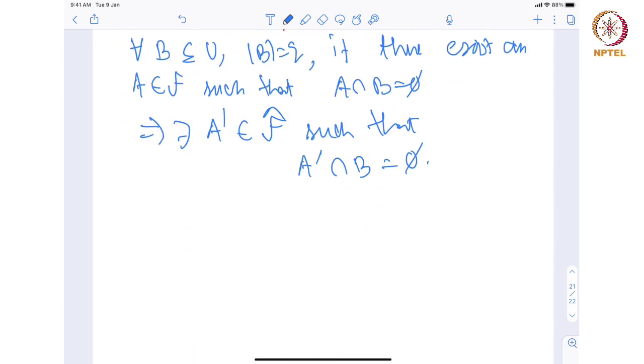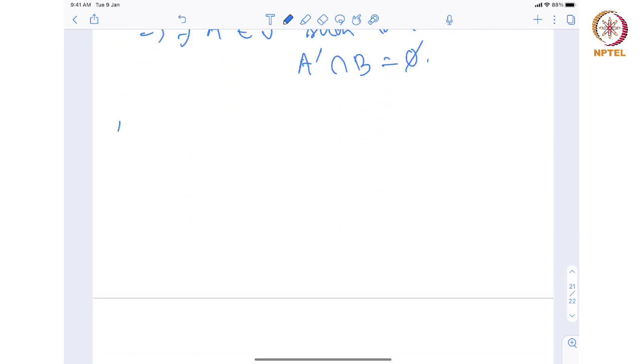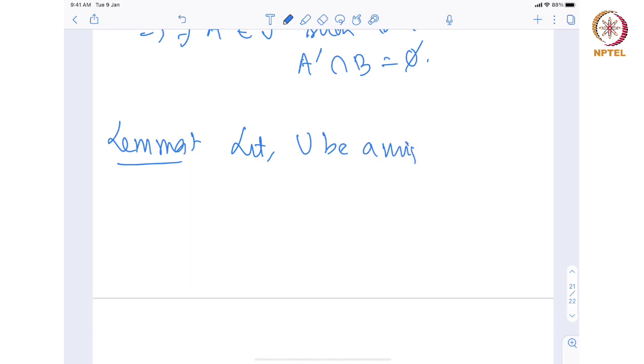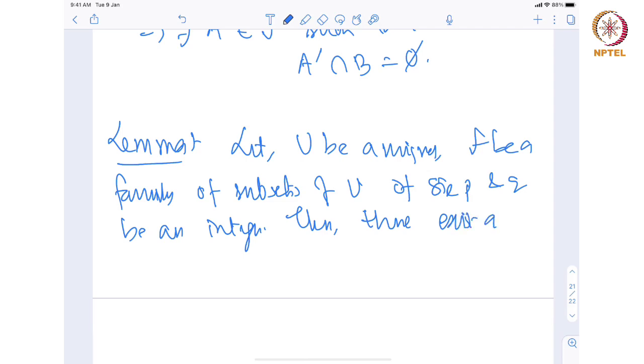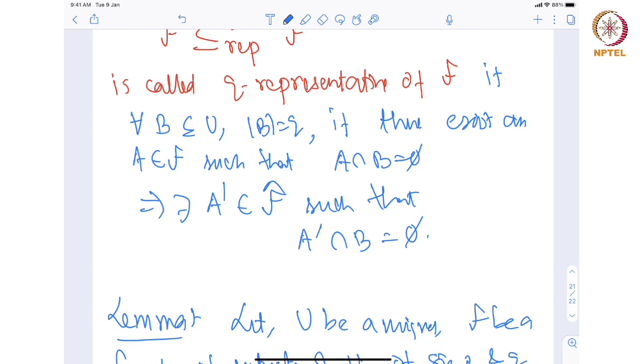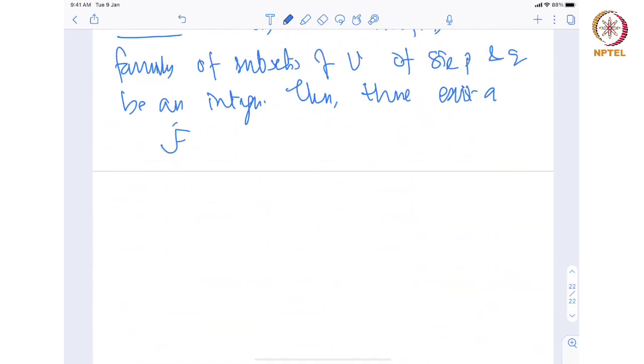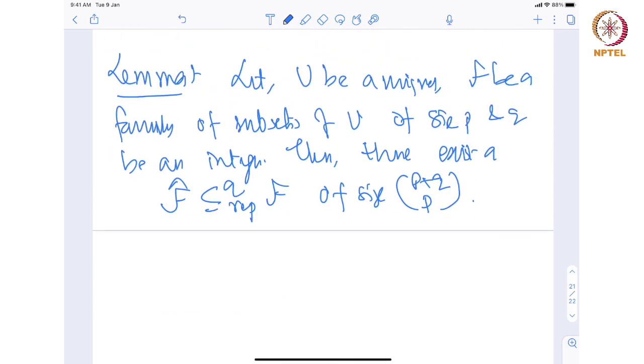And what did we just now prove? This is another lemma that we just now showed. Let U be a universe, F be a family of subsets of U of size P, and Q be an integer. Then there exists an F hat, a Q representative of F, of size P plus Q choose P. And the proof is now simple. What is the proof?